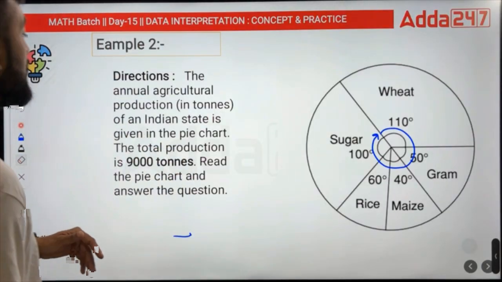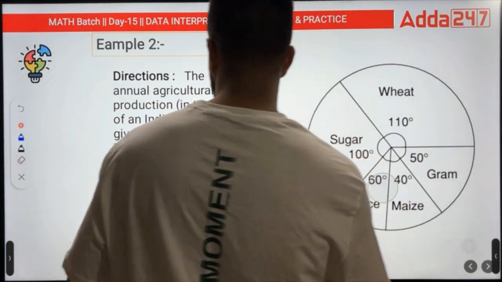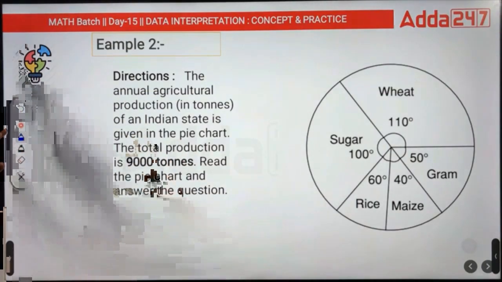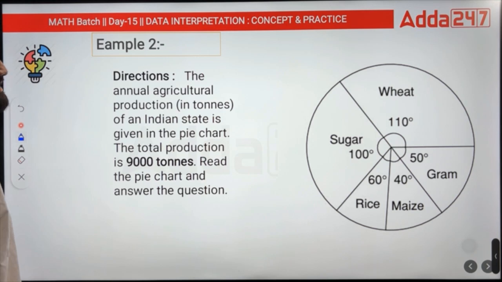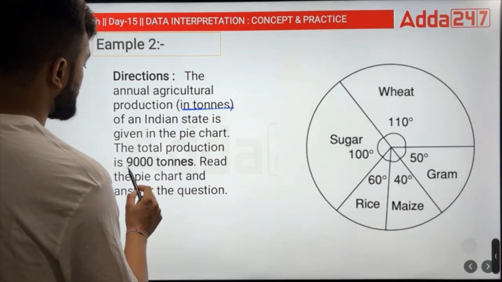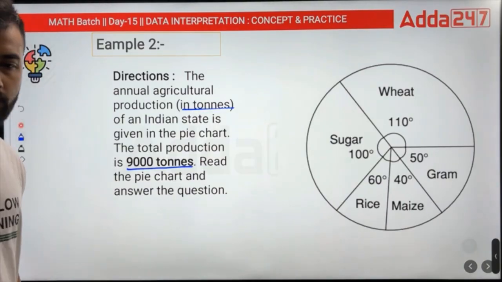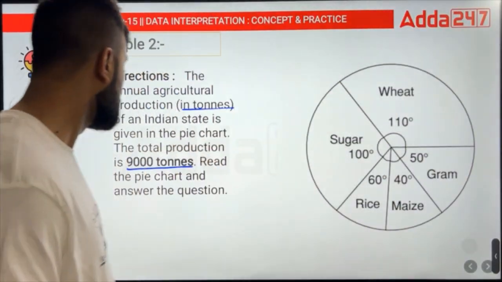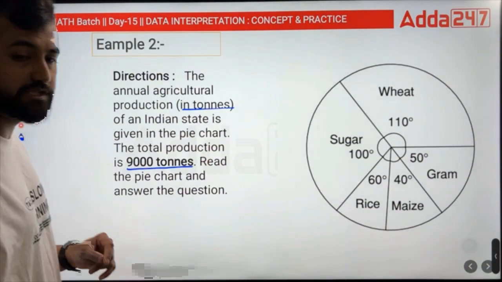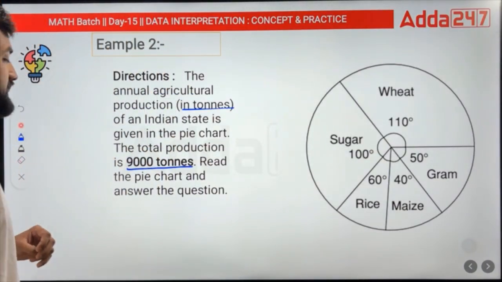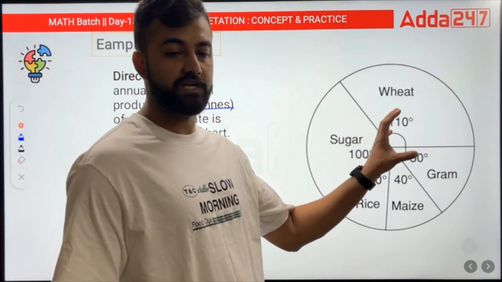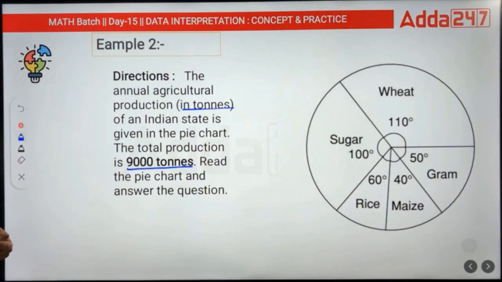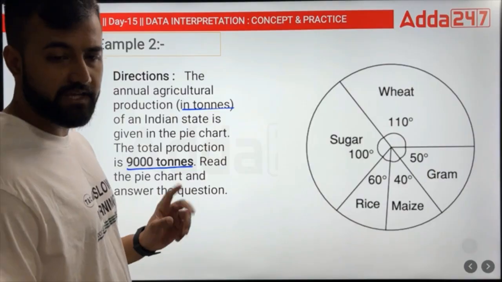Now what are they asking? Let's understand the question. The main question is very important for us. The annual agriculture production in tons of an Indian state is given in the pie chart. The total production is 9,000 tons. So out here they have given that the total production is 9,000 tons. We have to read the pie chart and then answer the questions. So see very carefully.